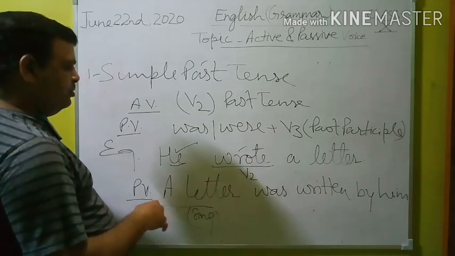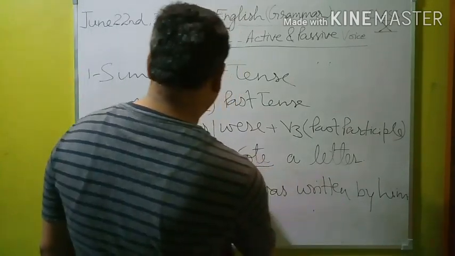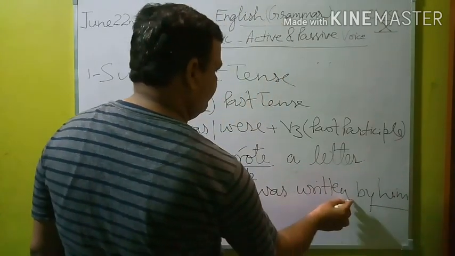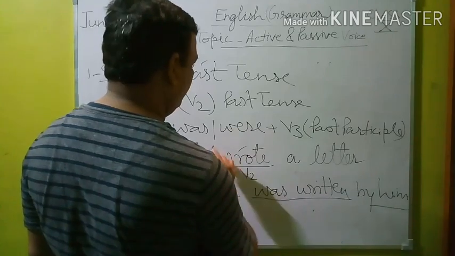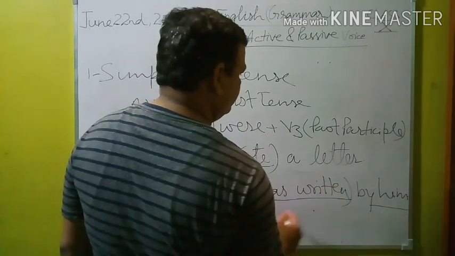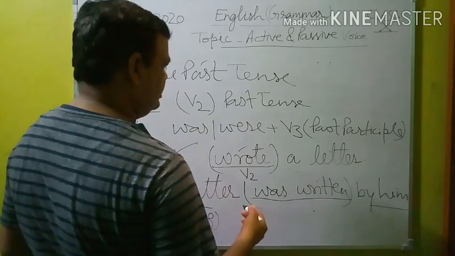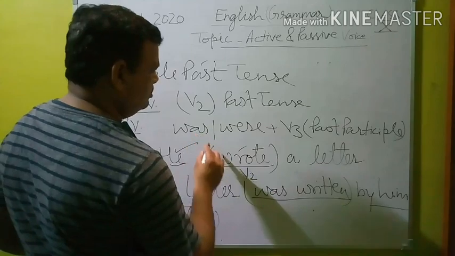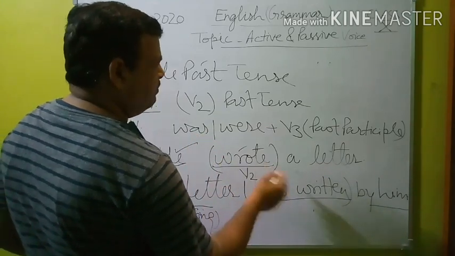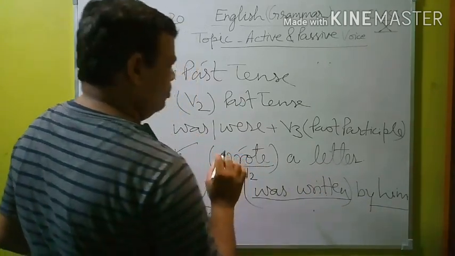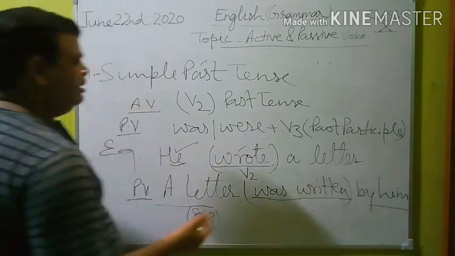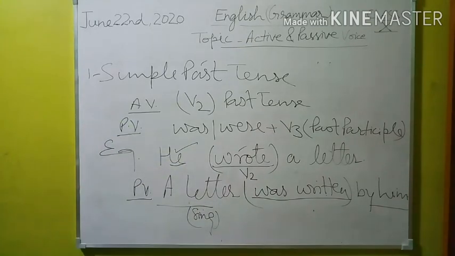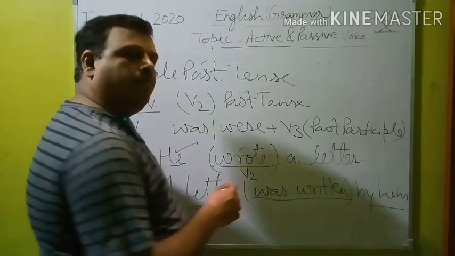Is there any problem here? I don't think there will be any problem here. Object of he, him is used, and you can see how the verb changes. This is a very important thing. Change of verb is very important here. You have to notice that with the second form of the verb in active voice, in passive voice we will use was and then the past participle form of wrote, that is written. So this is the simple past tense as an affirmative sentence changed into passive voice.